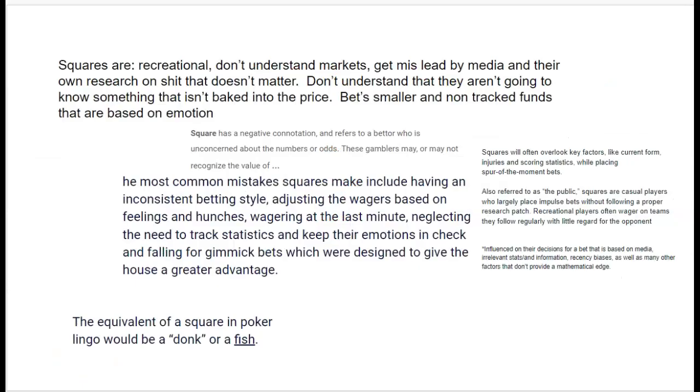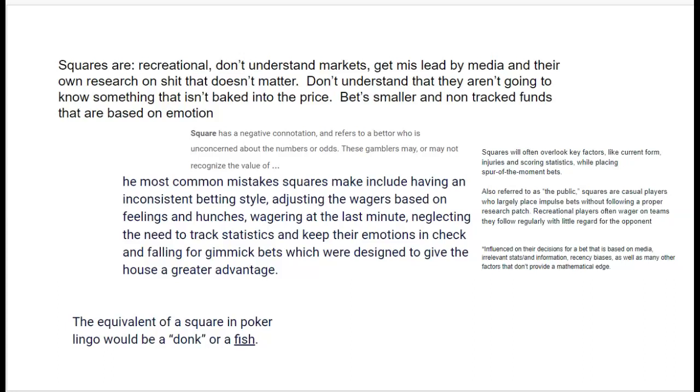I thought this was kind of funny, so I just copied and pasted some of the different explanations and definitions of squares. It talks about how they're recreational, they don't understand markets, they get misled by the media. True. Their own research doesn't matter. It's so true. I mean, you guys, I hate to say it, but if you're in your mom's basement and you have a model, good job. How you doing? Are you profitable? There's going to be some people out there that are screaming, yes, I am. You're a nut. And so be it.